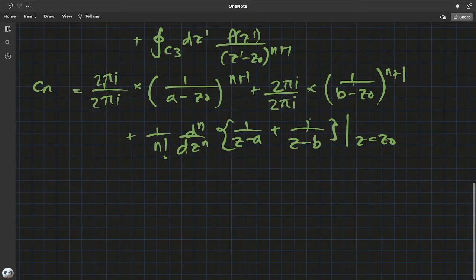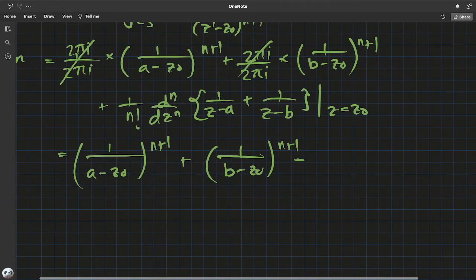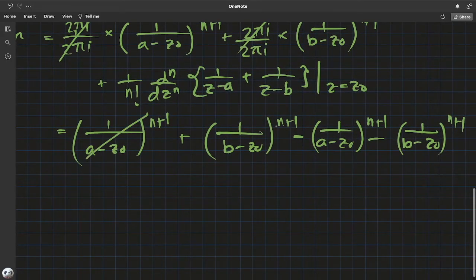So what we have is that these terms cancel out: 1 over (a minus z naught) to the n plus first, and 1 over (b minus z naught) to the n plus first. Now using results from the past, from case 1 and case 2, we have negative all these terms. So negative 1 over (a minus z naught) to the n plus first, minus 1 over (b minus z naught) to the n plus first. The beautiful thing is these terms cancel out.